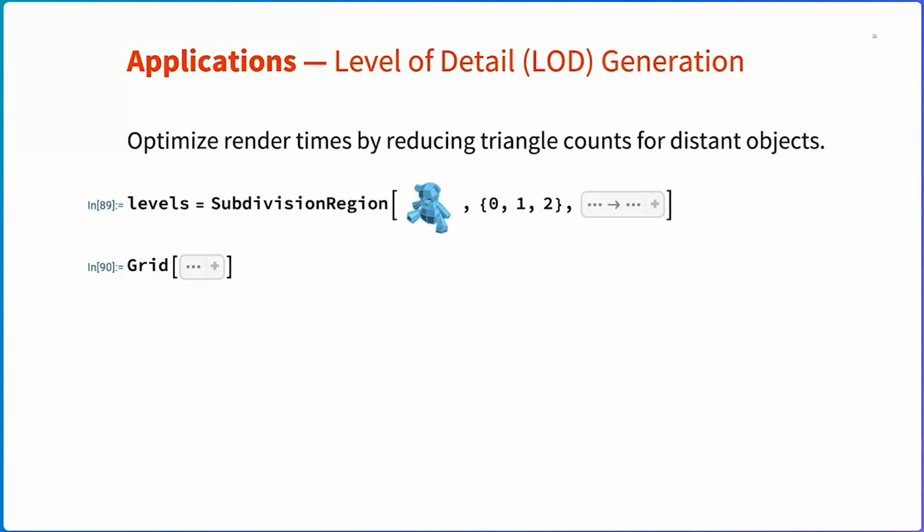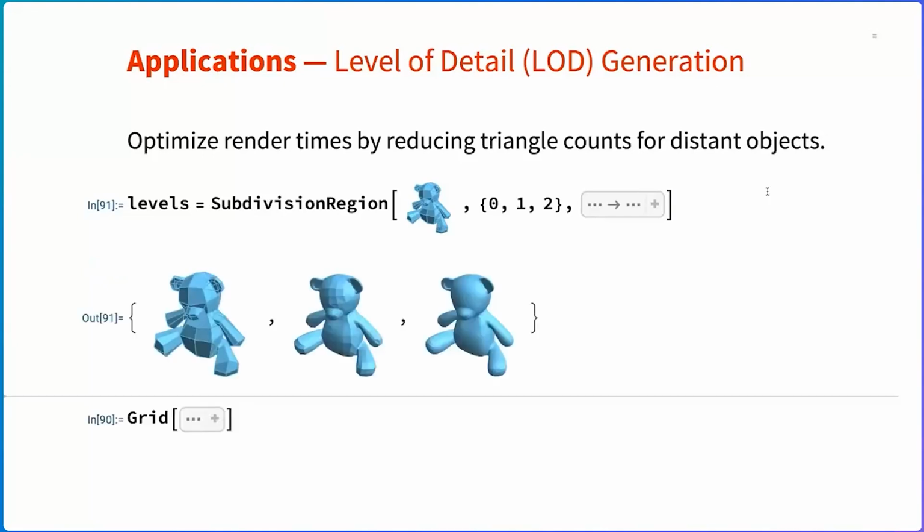Here the idea is to create multiple instances, or levels, of a single 3D object at different mesh resolutions. We can then use the smaller levels when the object is far away, since the extra detail wouldn't be visible anyway. This maps nicely onto our concept of subdivision levels, since we can automatically generate higher resolution instances of a base mesh. In our example here, we have this coarse teddy bear mesh that will act as our lowest resolution level. We can then generate two more levels by using subdivision.